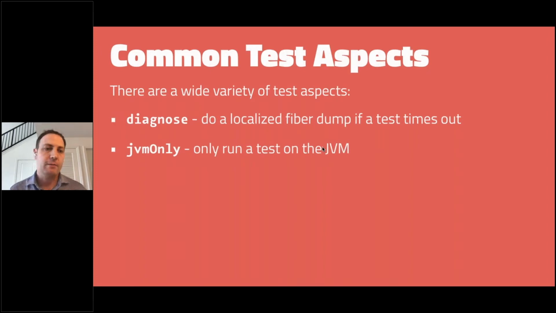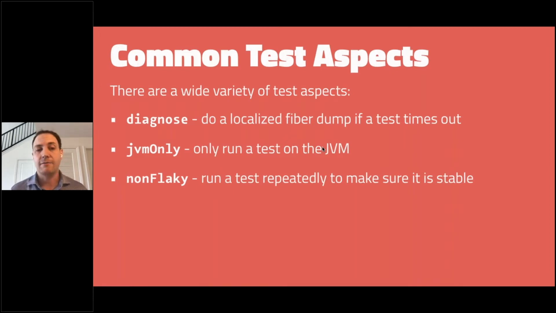We've got another one called JVM only that only runs a test on the JVM. So we usually try to write code that works on a cross-platform basis, but sometimes there are differences where something only makes sense on a JVM versus JavaScript, something involving blocking, or there's just some difference in the functionality, or we want to test that JVM specific functionality. So you just stick that @ JVM only after that test, and that test is only going to be run on the JVM.